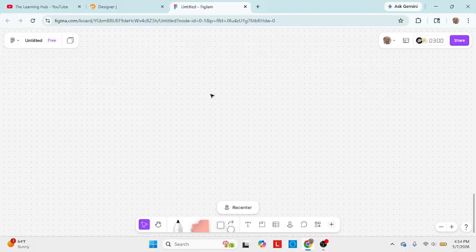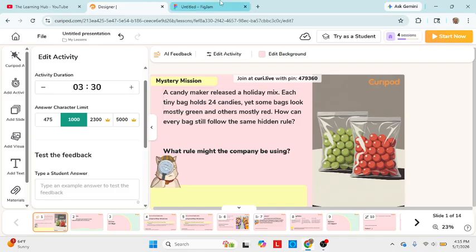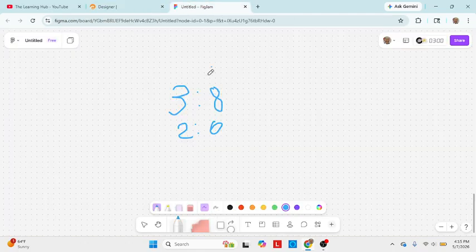So let's go ahead and write it out. They could be following any rule, basically. So they could be following a 3 to 8 ratio rule, and I will explain all of this in the upcoming slides. Or they could be following a 2 to 6. It says some mostly red, so maybe over here this was red, and then this was green, or vice versa.